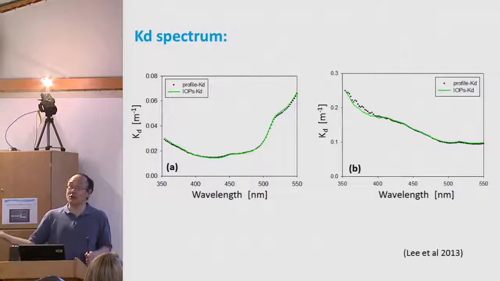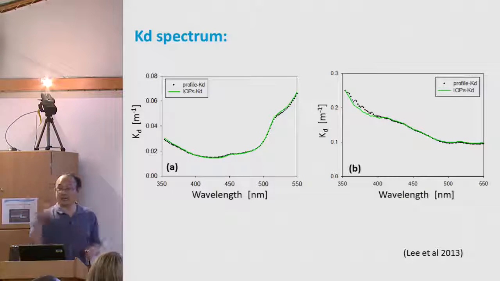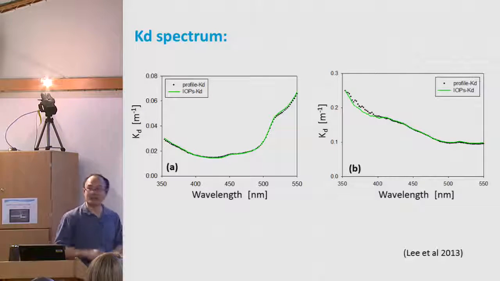That's one way. We can also do the spectrum. If you have the spectrum of RS, you can get spectral A and BB. After you know spectral A and BB, then you can get spectral KD. These are two examples.